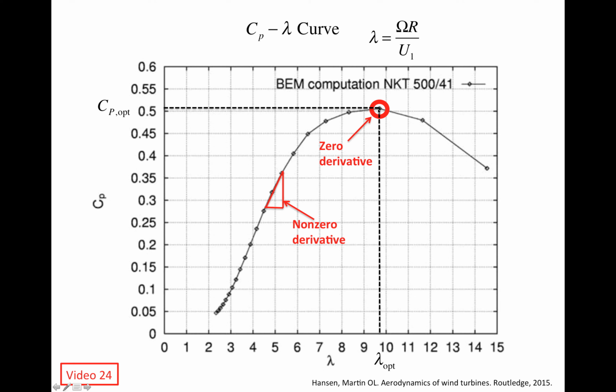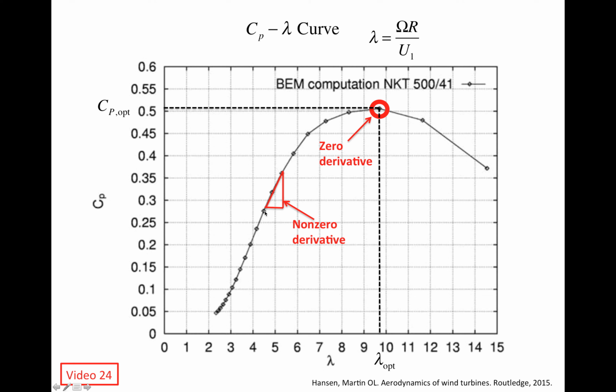Right? Because it's at the peak, it's at a stationary point. So what's the necessary condition for a stationary point in calculus? The derivative at that point must be zero, right? So if the derivative is zero, it means what? It means if you change the TSR by a small amount, you are not going to change CP. That's what the derivative being zero actually means, which means a small change in TSR produces zero change in CP.